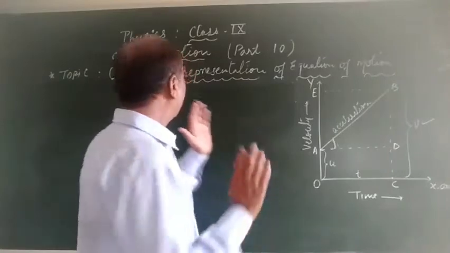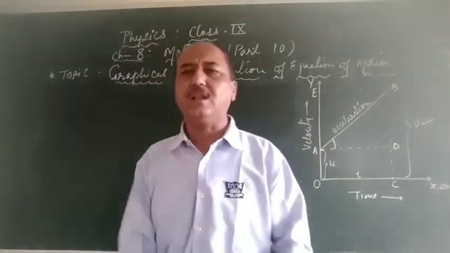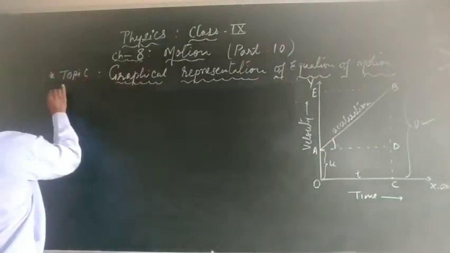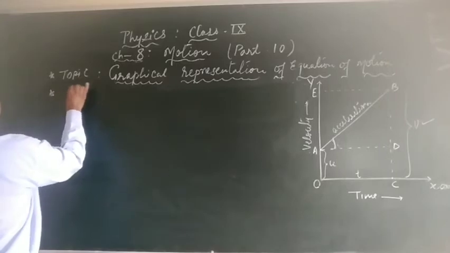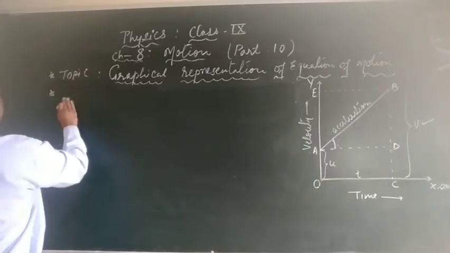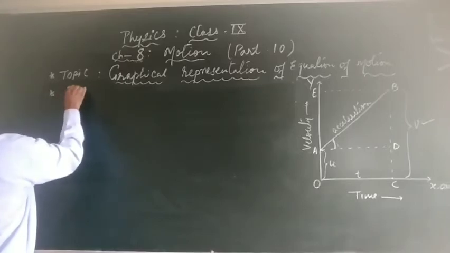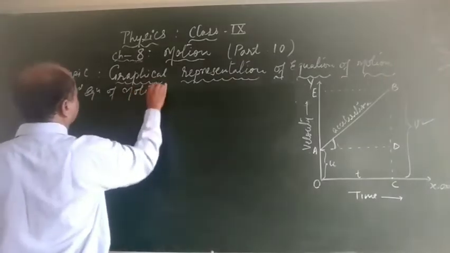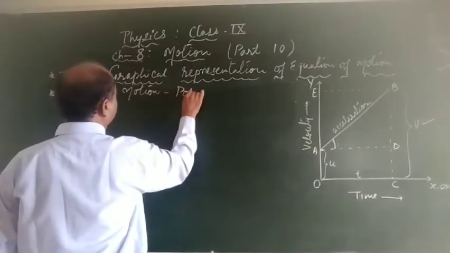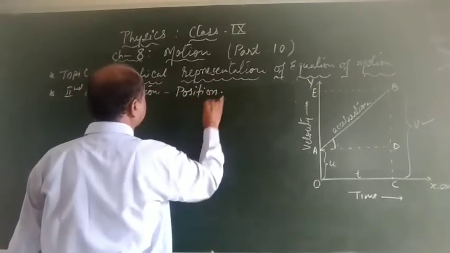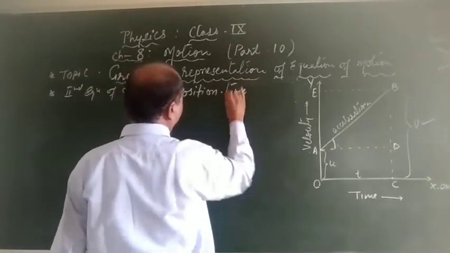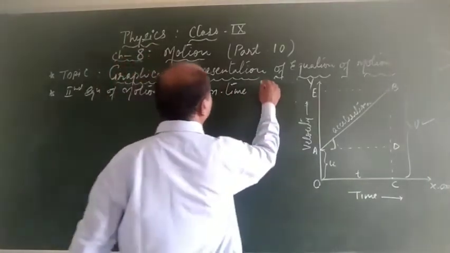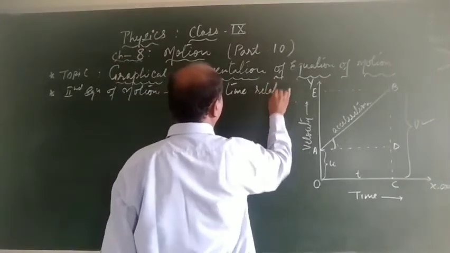Today we will focus on the second equation of motion by the graphical method. Our topic today is the graphical representation. The second equation of motion is called the position time relation. Do you know what the first one is? The first equation is called the velocity time relation, and the second one is called the position time equation or relation.